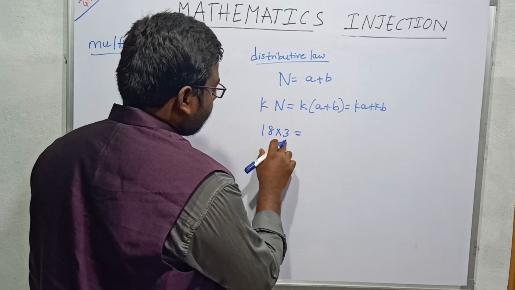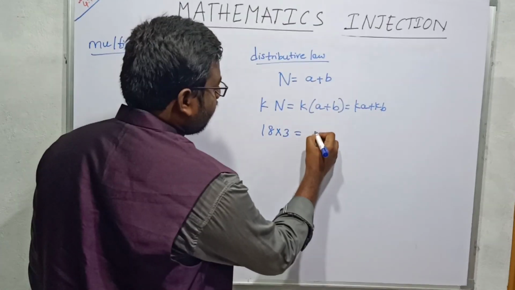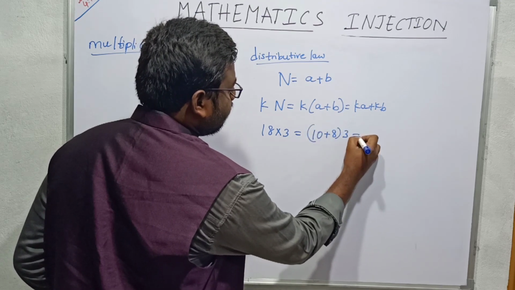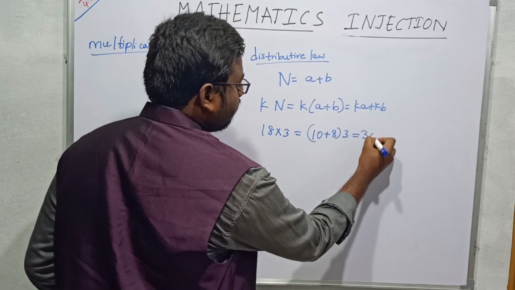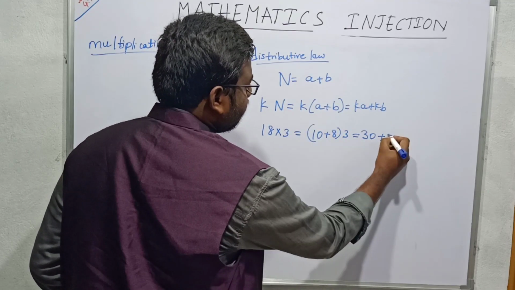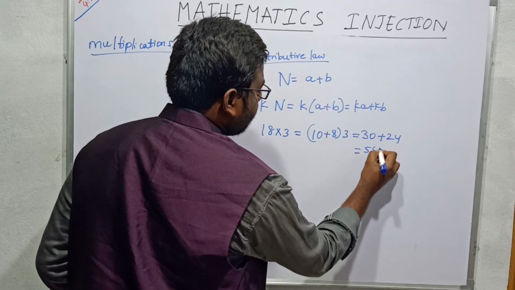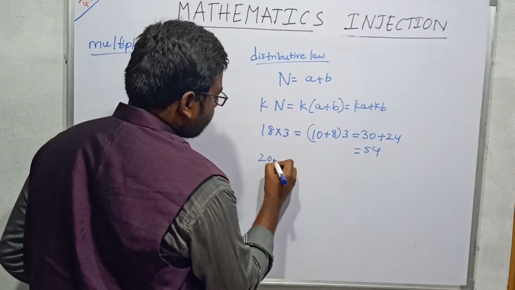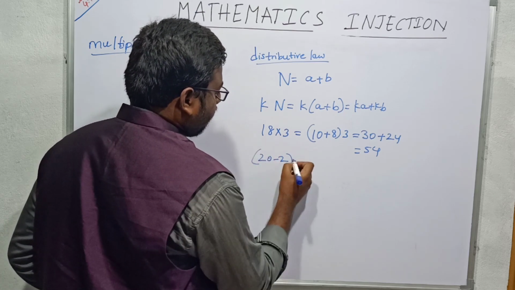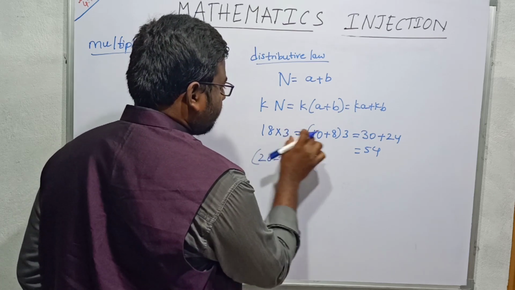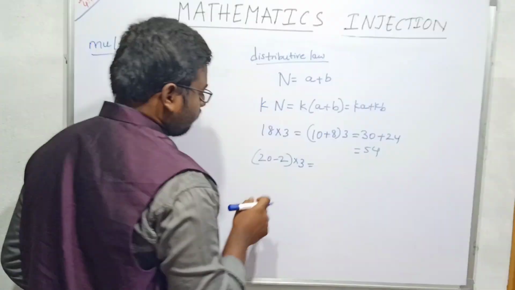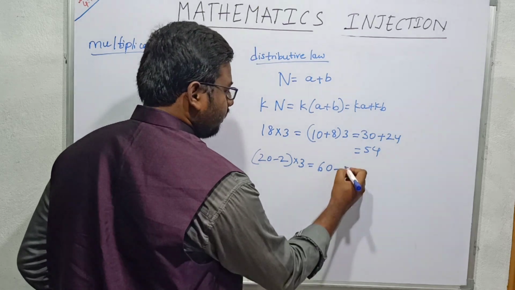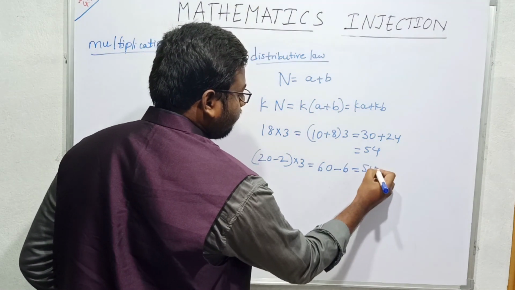So what I want to say is, for example, if I want to calculate 18 into 3, if I take 3 as k, that means 3 as distributor, I can write 18 as 10 plus 8 into 3. Now I can write 3 into 10, 30, plus 3 into 8, 24. This is nothing but 54. And I can write 18 as 20 minus 2 also. It depends on my ease. If I write like this, 3 into 20 is 60, minus 3 into 2 is 6. 60 minus 6 is 54.